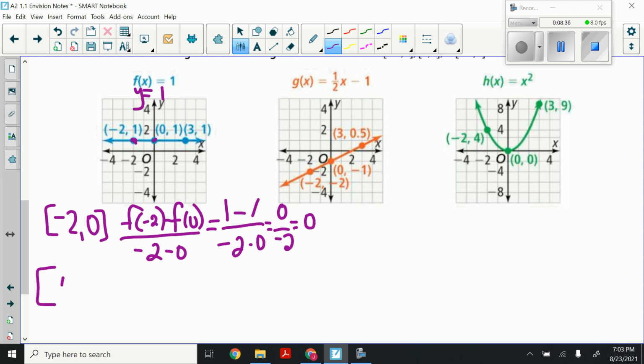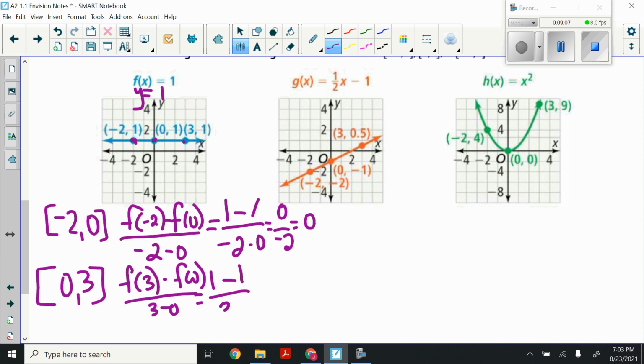Next interval was from 0 to 3. Now this time, to show you that it doesn't matter, I'm going to do f of 3 minus f of 0 over 3 minus 0, because it doesn't matter which one of these I start with, as long as whichever one I use first on top, I use the same first one on the bottom. So f of 3 means when x is 3, what is y? It's 1. When x is 0, what is y? 1, over 3 minus 0, which is 3. On top, 0 over 3, this also has a slope of 0.